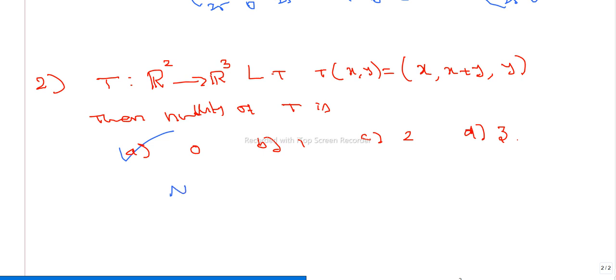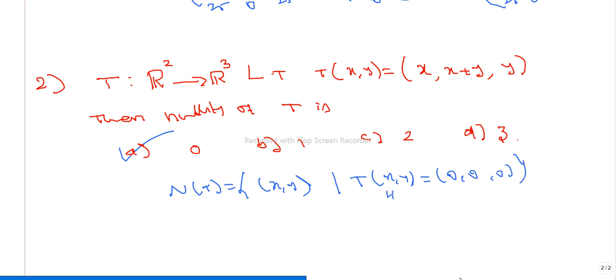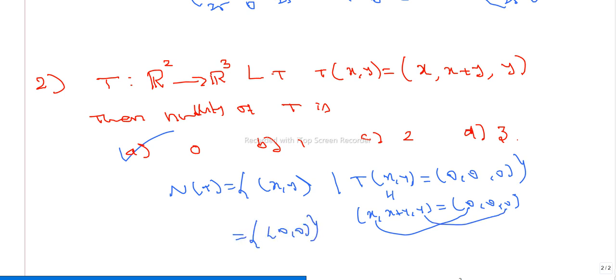Because the null space of T, by definition, is the set of all ordered pairs x comma y such that T of x comma y is 0, 0, 0. But by the definition, T of x comma y is x comma x plus y comma y, and this should be 0 comma 0 comma 0. So that means x equals 0, y equals 0. Therefore it contains only the 0 comma 0 vector. So this is the zero subspace. For the zero subspace, the dimension is always 0. So therefore nullity should be 0. Okay, good.